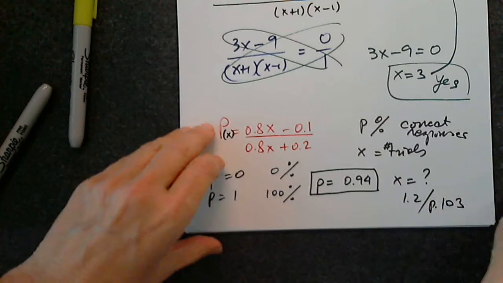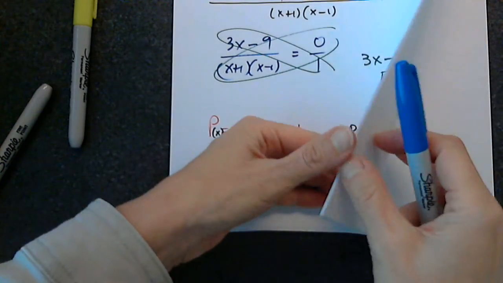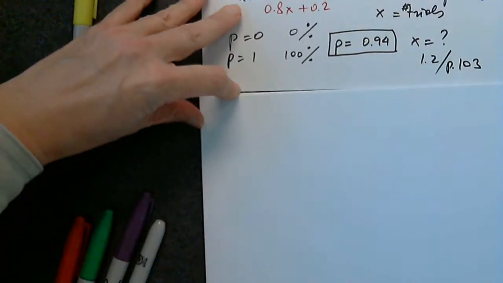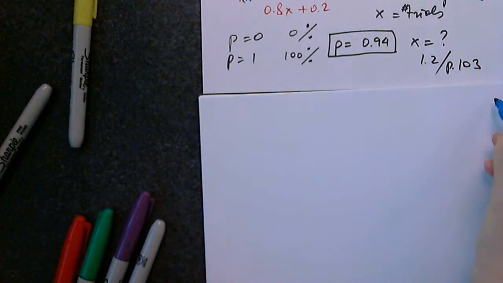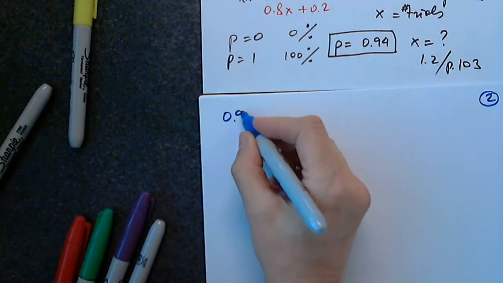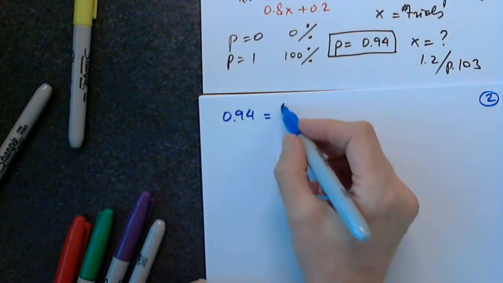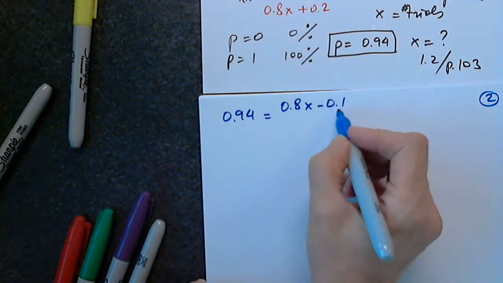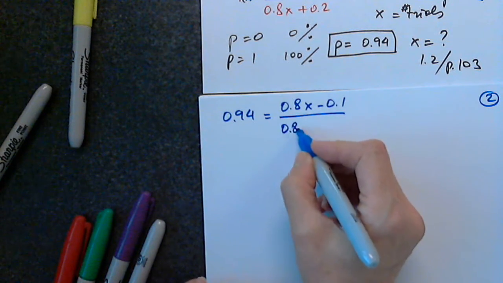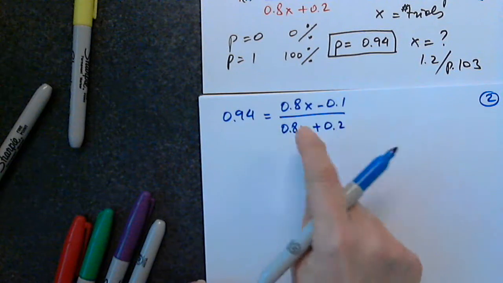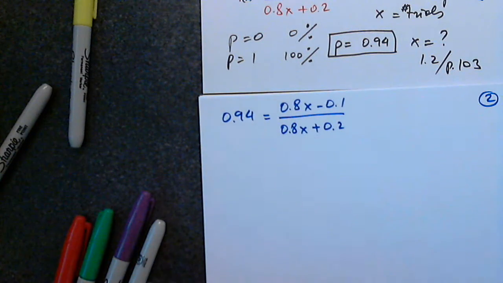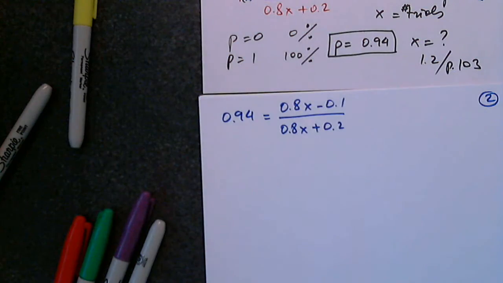How do we start? What do we do? Exactly. So 0.94 equals 0.8x minus 0.1 divided by 0.8x plus 0.2. Did I copy this correctly? Is everything correct? Good. Now I'm going to ask myself what?